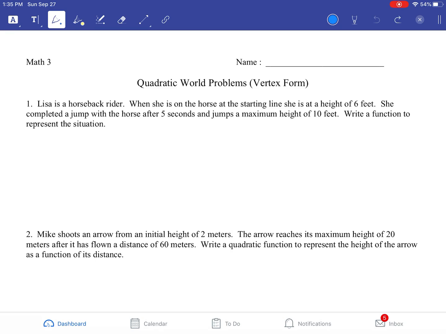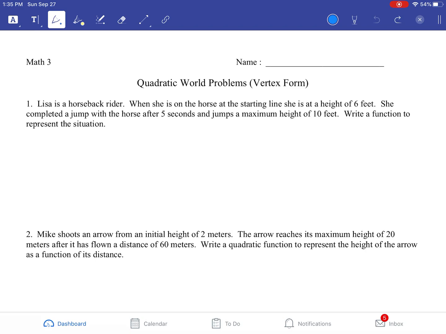So the real big issue for these is how to find the point and the vertex in order to make your vertex form equation. So it's going to be important, when you're doing these problems, to start by drawing a picture, okay? So that you get a better idea of where everything goes.